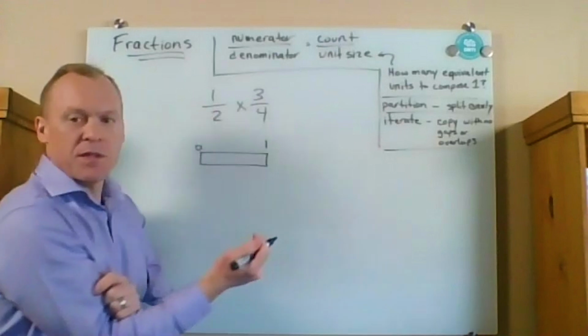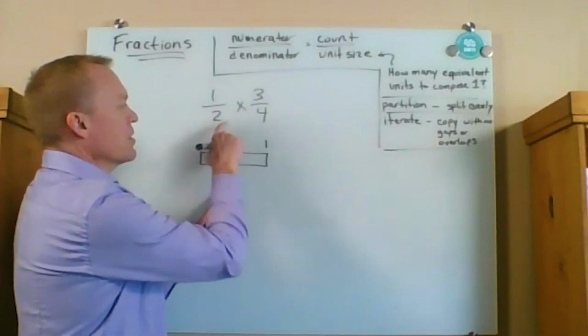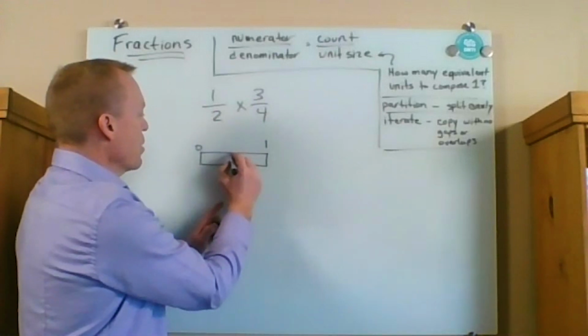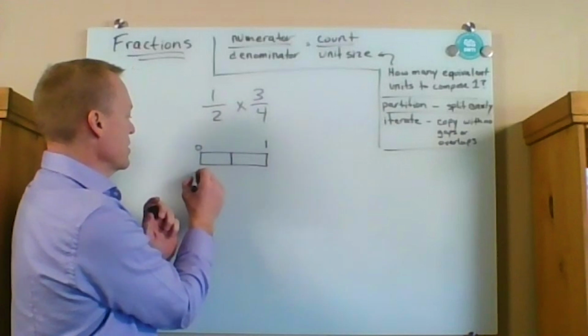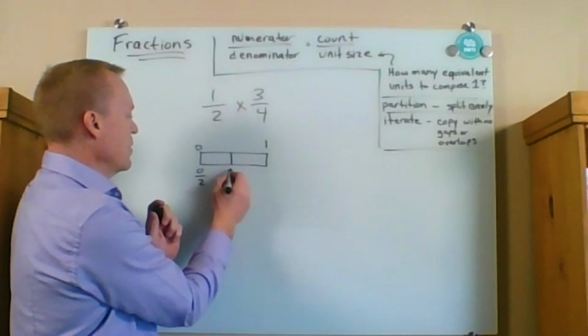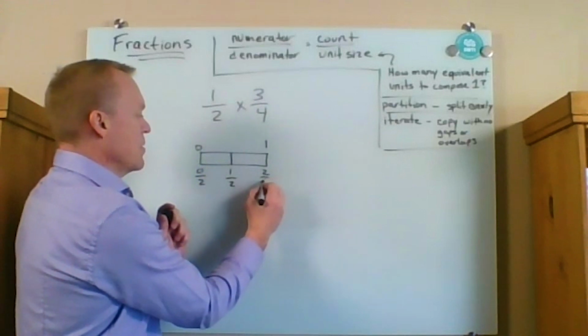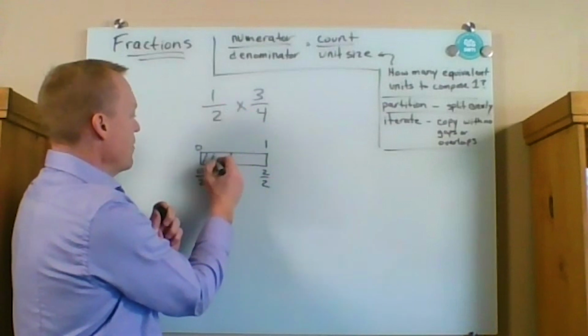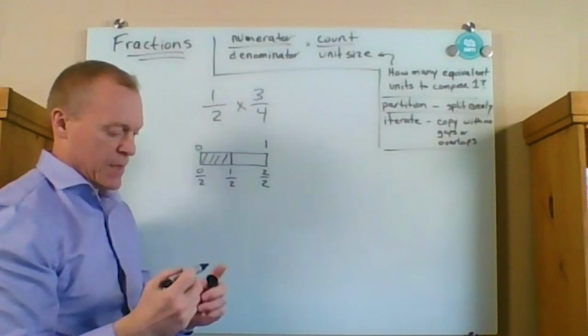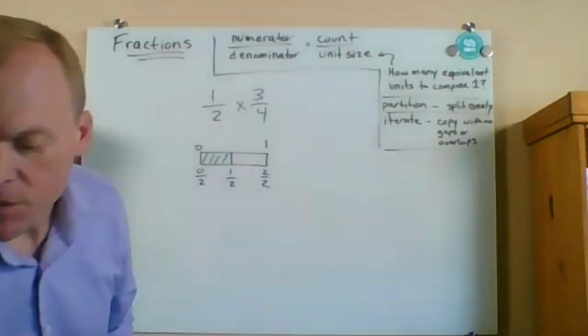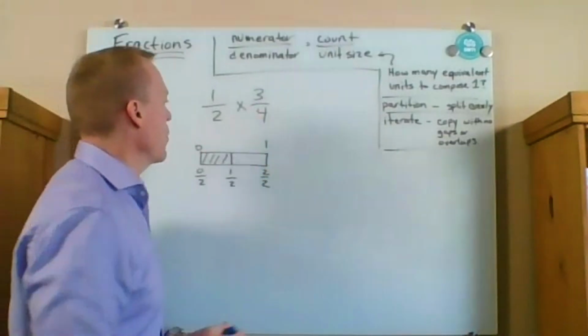Starting with the denominator, the 2 is going to tell me to partition. So one of our structural words, partition the 1 into 2 equal sections. That gives me 0 halves, 1/2, and 2 halves. And I have 1/2. Now I'm going to use a different color to represent the 3/4.